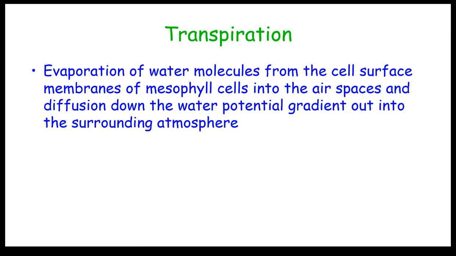So as I say, transpiration is the evaporation of water molecules from cell surface membranes of the mesophyll cells into the air spaces and diffusion down the water potential gradient out into the surrounding atmosphere. And remember, that is what creates the negative pressure which drives the cohesion tension theory.